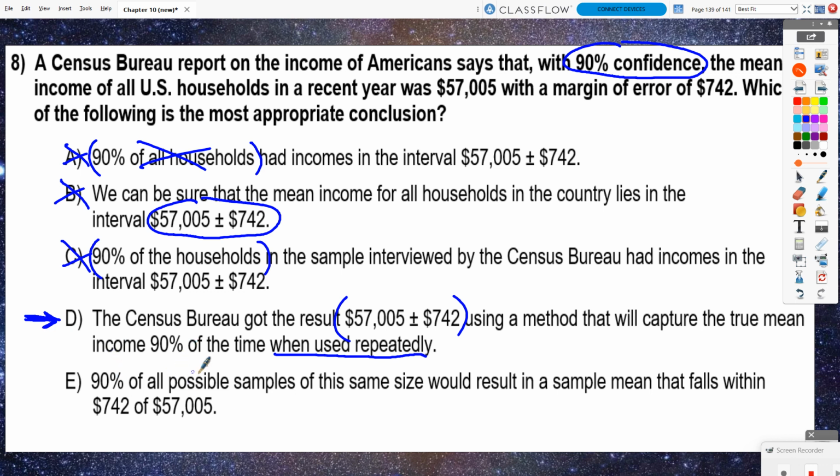90% of all possible samples of the same size would result in a sample mean that falls within $742 of $57,005. They're making this one confidence interval that came from one sample sound so special about 90% of the population of samples. And again, that is just misinterpreting what that really represents. So I am confident, 100% confident, that the answer really is D.